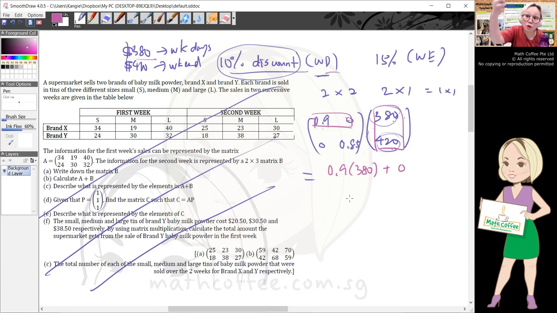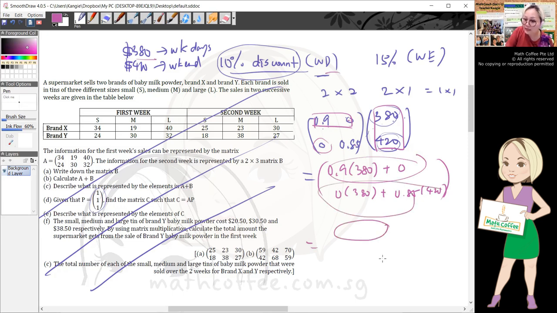Okay. Then I will go to the next row, right? So it becomes 0 times 380. I plus 0.85 multiplied by 420, and I end up having one number and the second number. And do you notice the first number represents the weekday and the second number represents the weekend? You see, I never end up adding the two numbers in my matrix multiplication. I still end up having two separate numbers.